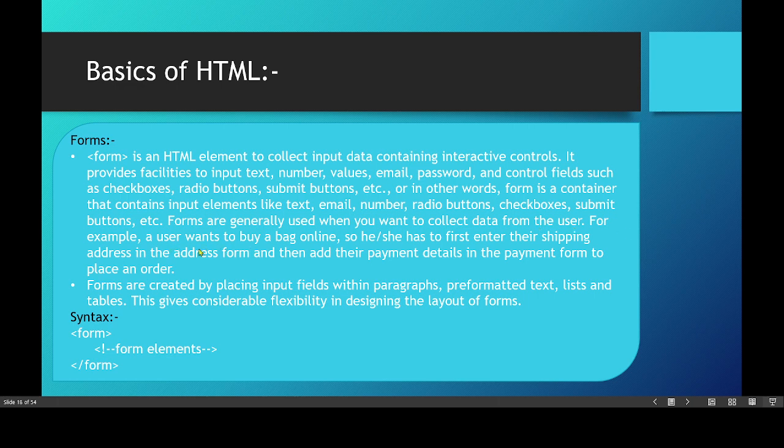For example, a user wants to buy a bag online, so he or she has to first enter the shipping address in the address form and then add the payment details in the payment form to place an order. Why we use forms means whenever we want to insert our details or payment details, we use the form tags. Forms are created by placing input fields within paragraphs, preformatted text, lists, and tables. This gives considerable flexibility in designing the layout of forms.